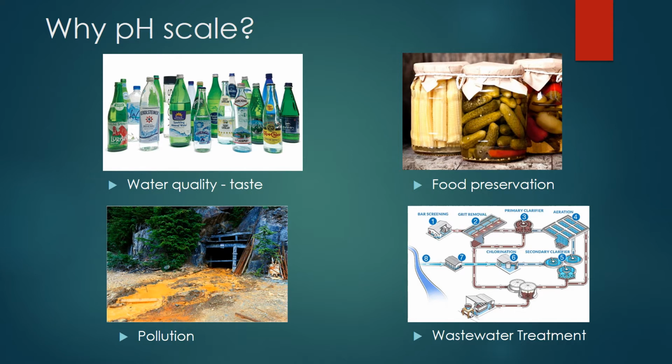We also use the pH scale when we're doing food preservation, so making sure that we get our pH down to a certain level to inhibit types of bacterial growth. pH is widely used when we're looking at pollution, so we'll be looking at acid rain or acid mine runoff, things like that. And in wastewater treatment, pH is always taken just to make sure that things are within a normal level.